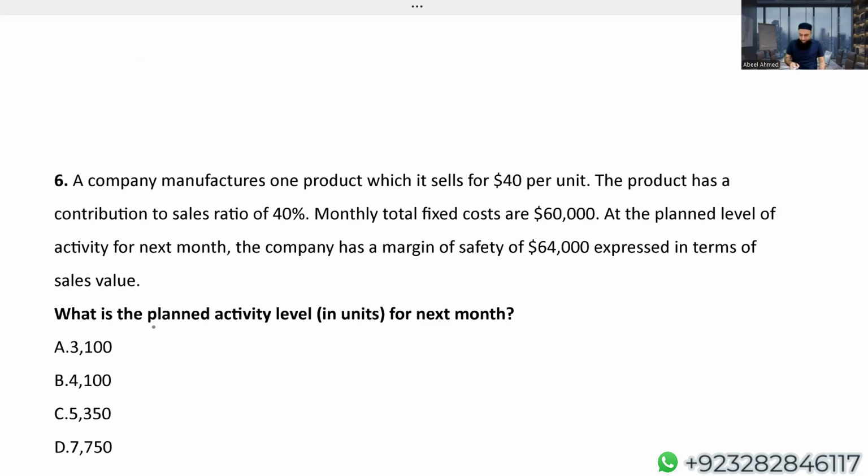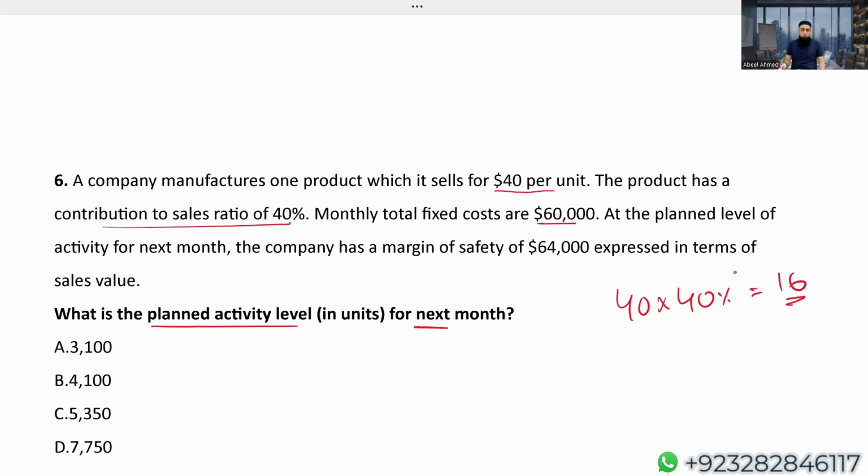What is the planned activity level in units for the next month? They simply wanted to know what is the budgeted sales units for the next month. A company manufactures one product which it sells for $40 per unit. The product has a CS ratio of 40%, which means the contribution per unit is 16. Monthly fixed cost is 60,000.